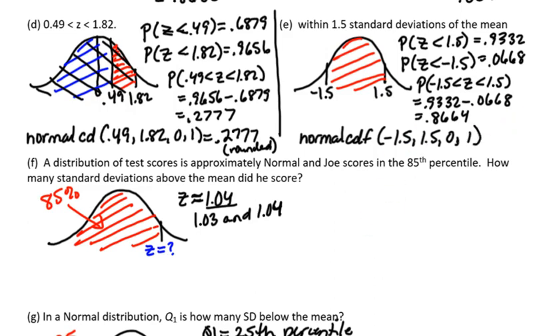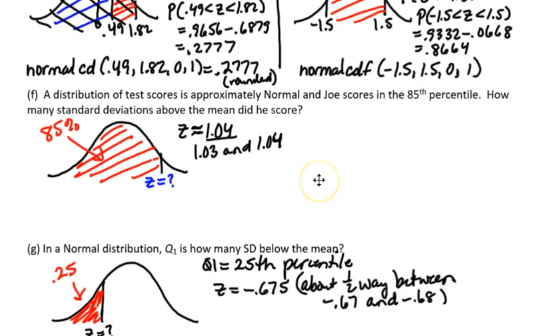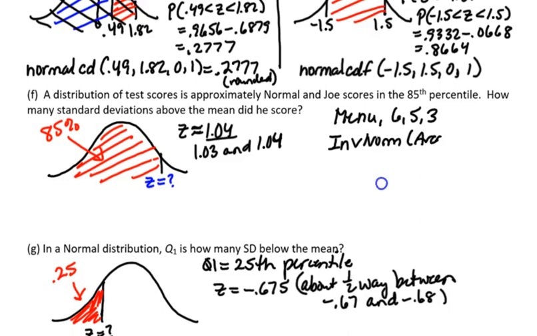Okay, now this is one where it will definitely be easier to use the calculator. This is the one now where we're going to use menu 653. This is called the inverse norm. In the inverse norm function, we start by putting the area in decimal form. We have to use decimal form for this. And then mu and sigma.